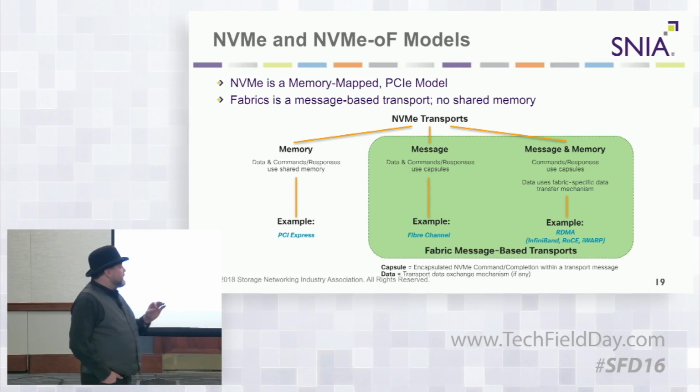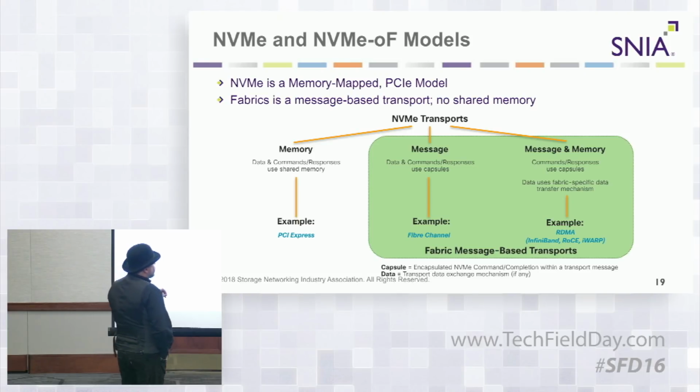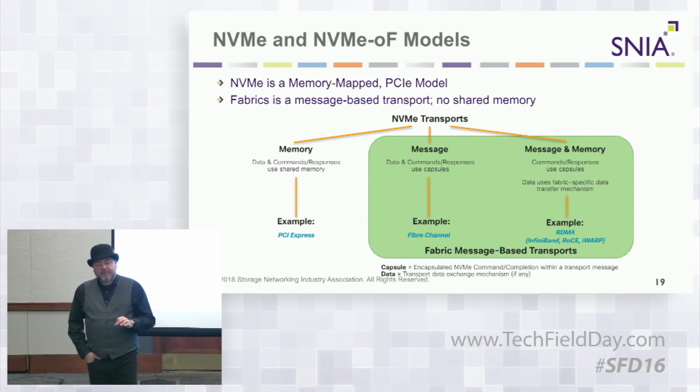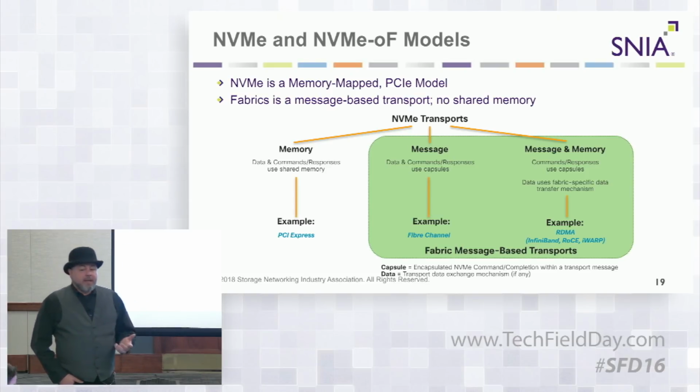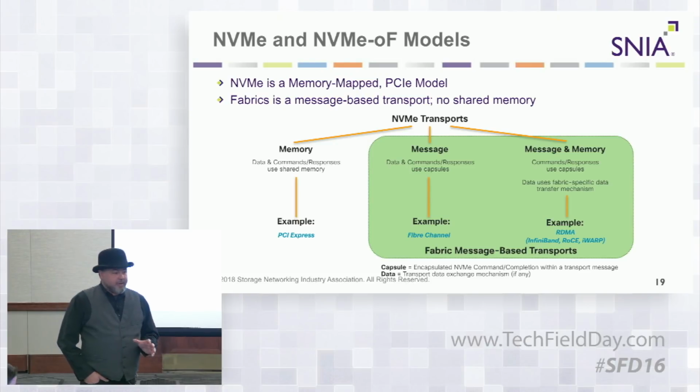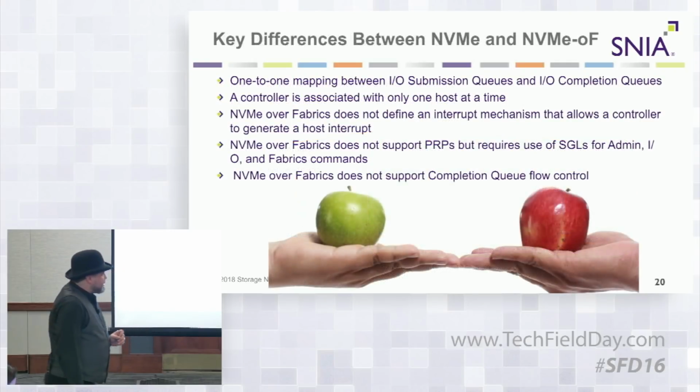Now, with message and memory, though, it's a little bit different because what happens is you will use the capsules for the commands and the responses, but the actual data transfer could be transport specific. For example, RDMA does something different when it handles data transport. And we'll talk about that in just a second. But before we do that, let's talk a little bit about what the differences are between NVMe and NVMe over fabrics.